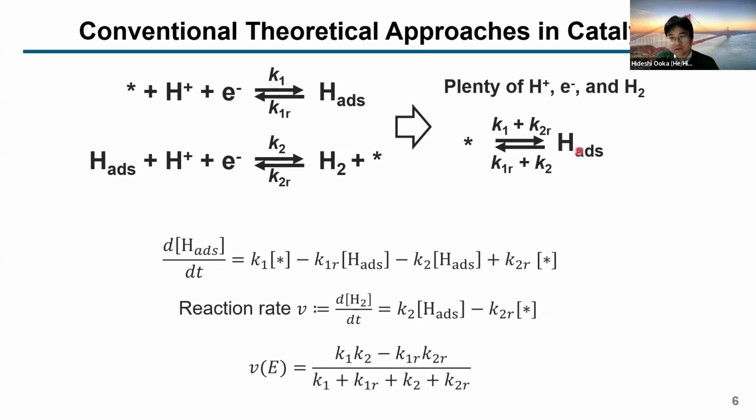The conventional approach in catalysis is you start with such a well-defined mechanism, and then you apply the steady state approach. So, for example, you could take the adsorbed site and calculate how the amount changes with time, set this to 0, and then calculate the reaction rate from this.